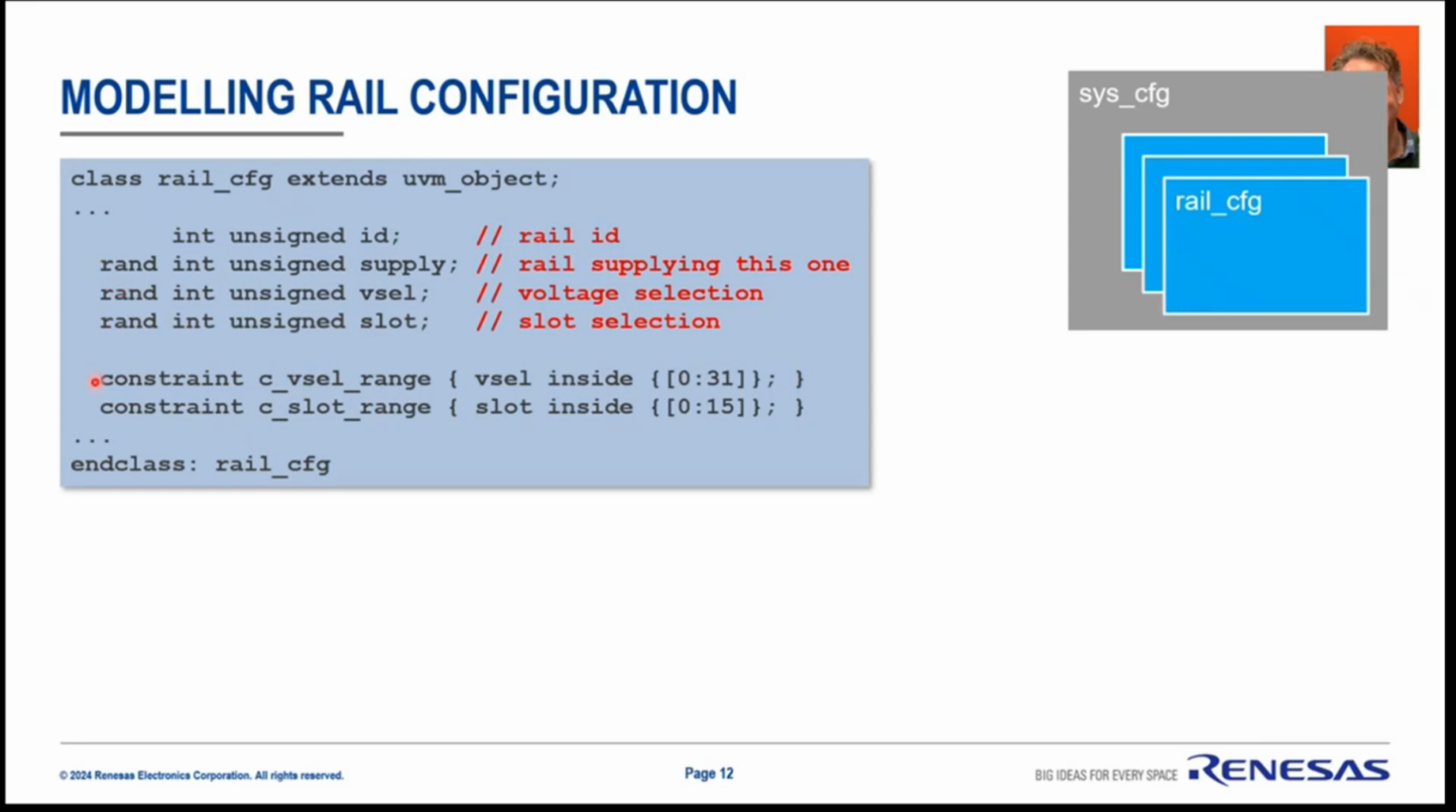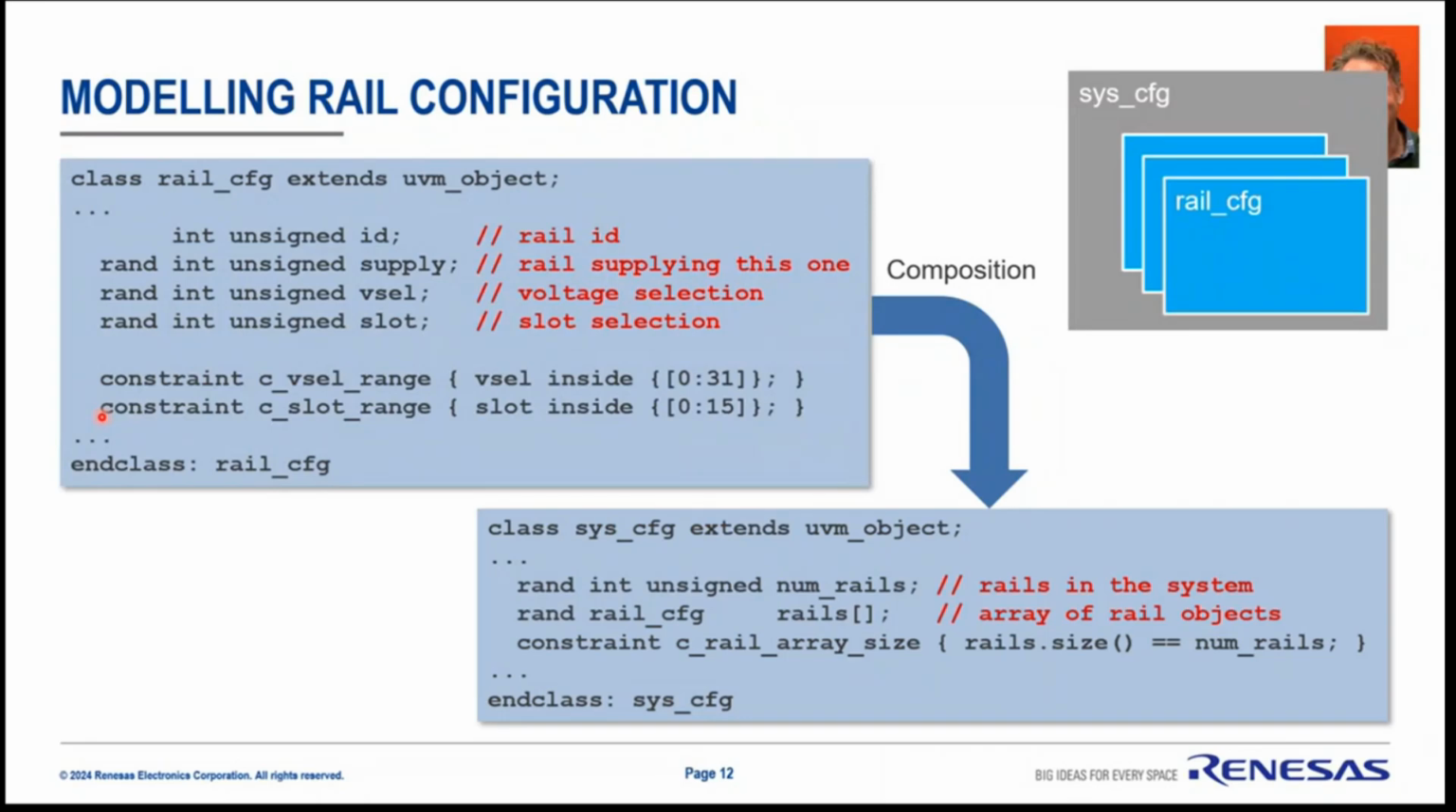We've got two constraints at the bottom of that object, which constrain the Vsel inside a range. We know that Vsel is only ever going to be 0 to 31, that's our 5-bit configuration. And the slot range is only ever inside 0 to 15. Those are the legal slots that any supply can be activated in. Then this rail configuration, as we can see from the diagram on the top right, is a composition, so we'll have an array of these inside our system config.